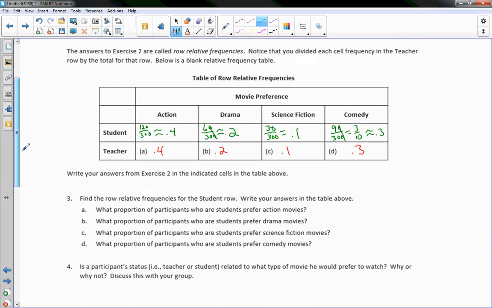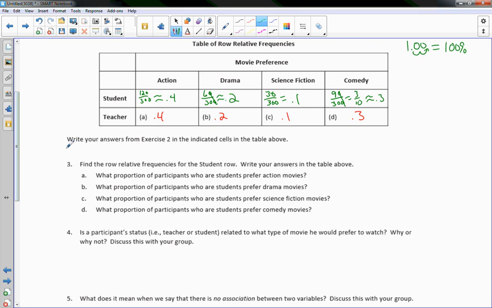Okay, now keep in mind what we're talking about here. We're talking about percentages of a population. So when you're talking about the whole population, that's 100%. So these should all add up to 1, because 1 is 1.00, and to make it a percent, you move it 2 decimal places to the right. So 1.0 equals 100%. So 0.4 plus 0.2 is 0.6, plus 0.1 is 0.7, plus 0.3 is 1.0, which is 100%. So you should always check to make sure your values add up to 1.